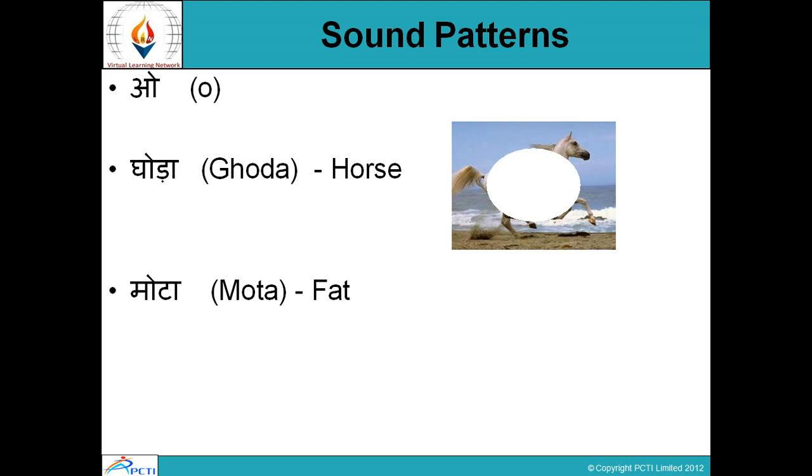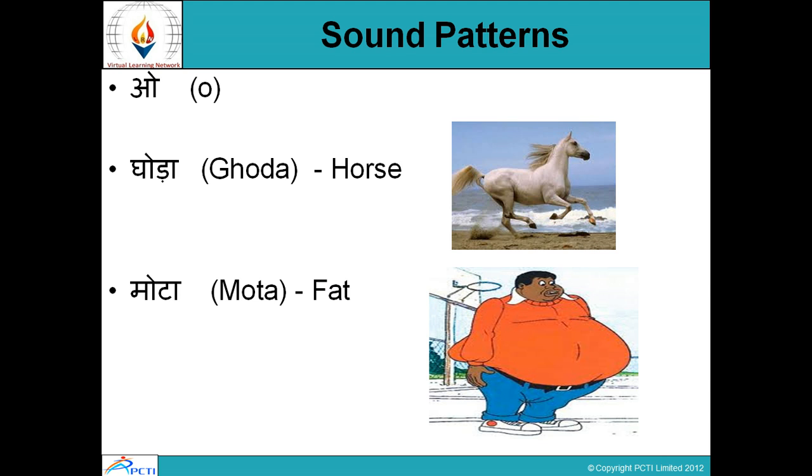Now the sound of O. It's ghoda. What do we call it? Ghoda. Ghoda is what? Horse. Horse is an animal which runs very fast. You must have seen a horse. Earlier it was used to go from one place to another when we didn't have vehicles. It's called ghoda.